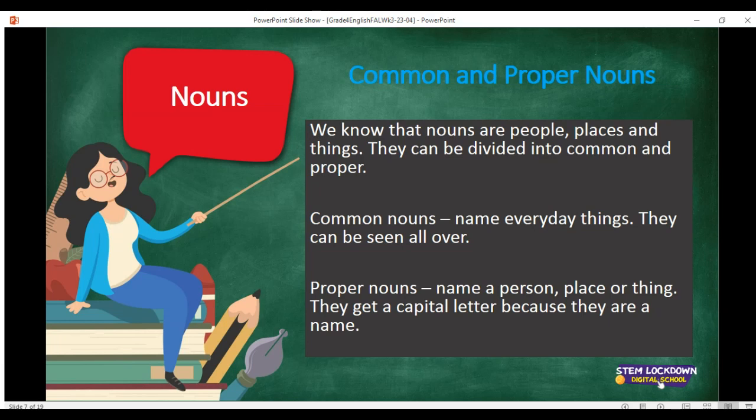Then I've got proper nouns. So proper nouns name a person, place, or thing. So proper nouns will always get a capital letter because they are naming a person, place, or thing. So it's quite easy to spot a proper noun if it already has a capital letter. But if you know it's a name of a person, place, or thing, then you should give it a capital letter.